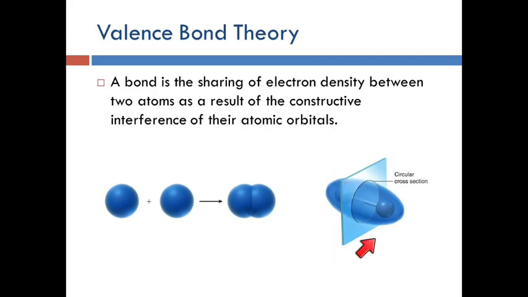This cross-section is just showing us that when you cut it, it's symmetrical around the bond axis. It's called a sigma bond. But that's what a bond is in valence bond theory.